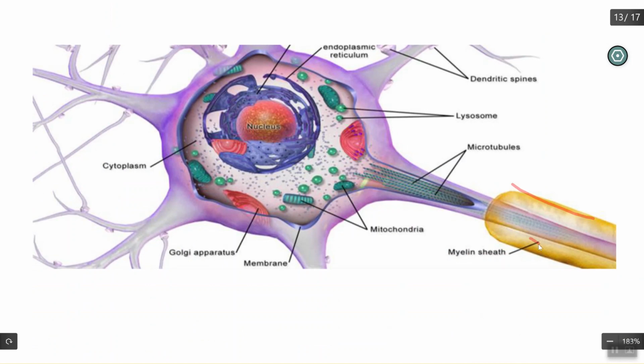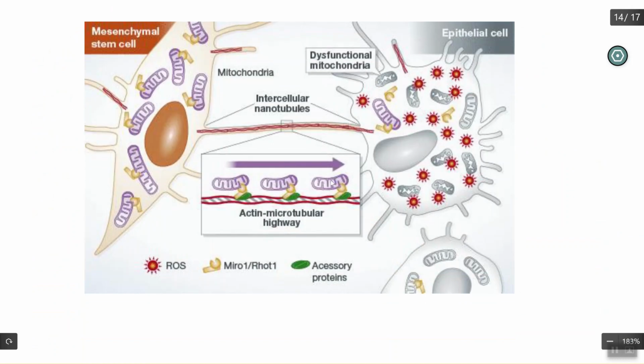Here's a nerve cell, just to show you mitochondria. There's mitochondria in every single cell in your body. There's not one cell that doesn't have mitochondria. And we're talking not just one mitochondria in each cell. We're talking could be hundreds to thousands per cell.